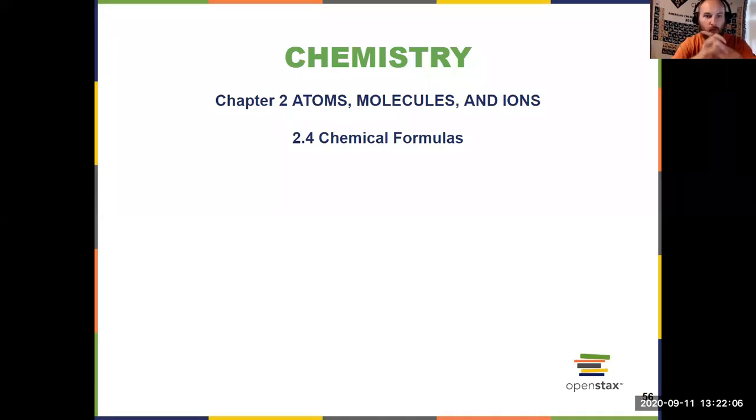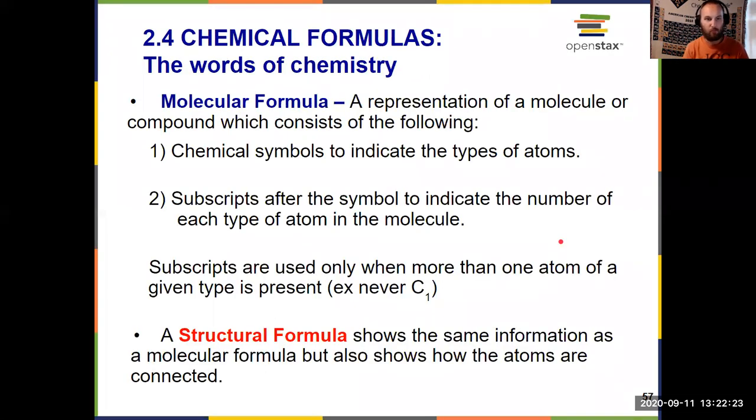Section 2.4, chemical formulas, is where we're going to start to put those chemical symbols, the letters of chemistry, and start making some words out of them, knowing how to put them together correctly. And as we'll see, there's a couple of types of different formulas that will be introduced here in 2.4. The first is a molecular formula.